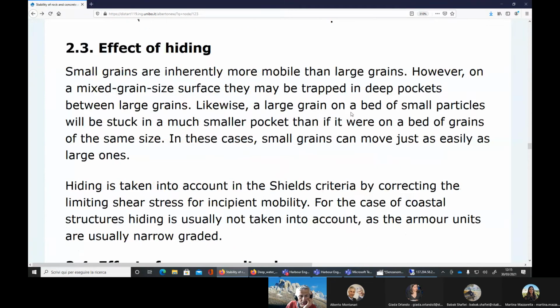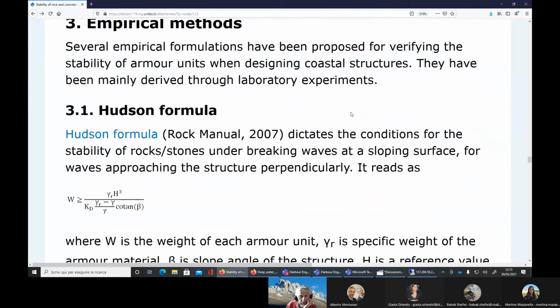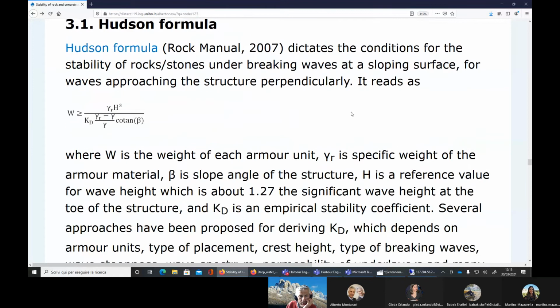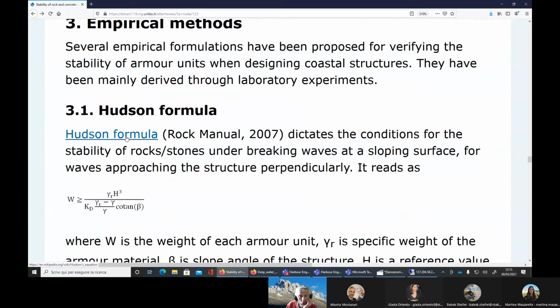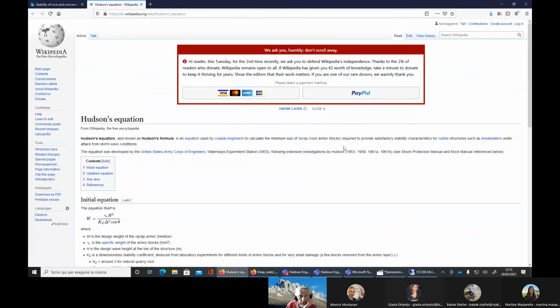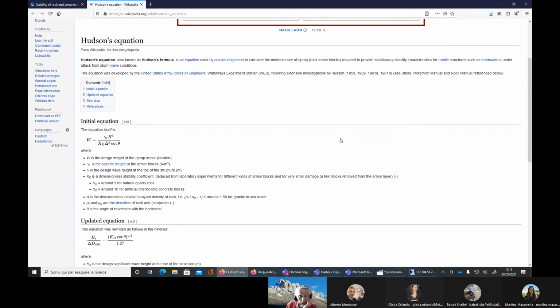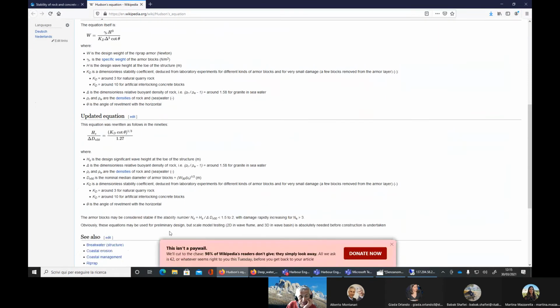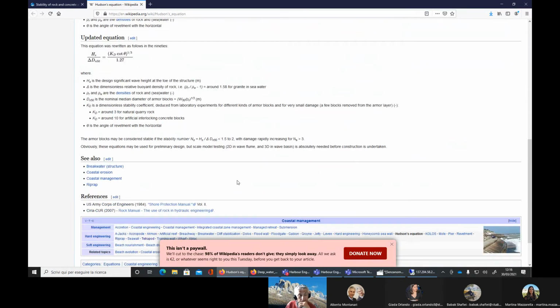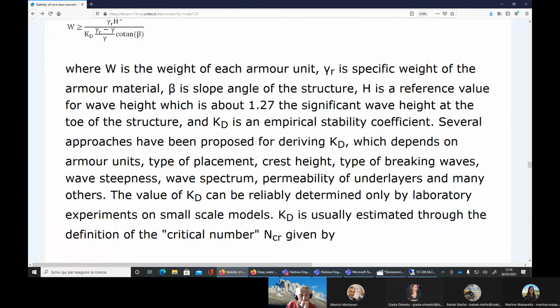And now let me show you the Hudson formula described in my webpage. I want to show you the Wikipedia link to the Hudson equation. This is relatively recent, and you see that there is an explanation of the formula and also an updated version that is presented here. It's an interesting reading, I think, if you have to apply it, and a useful complement to what you find in my web pages.